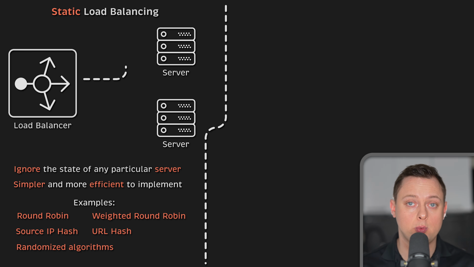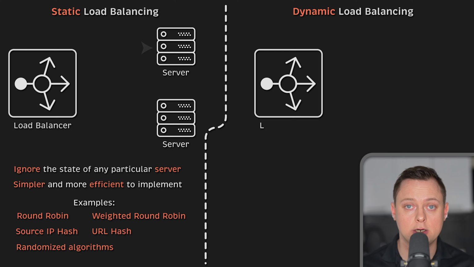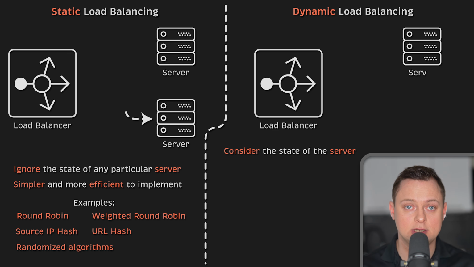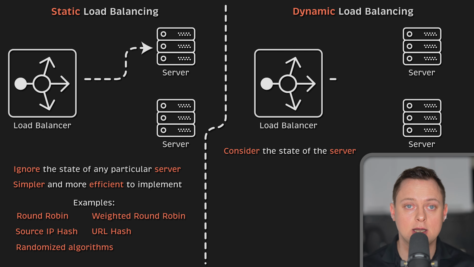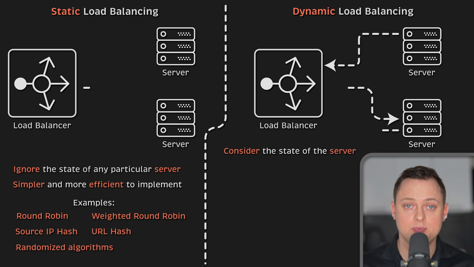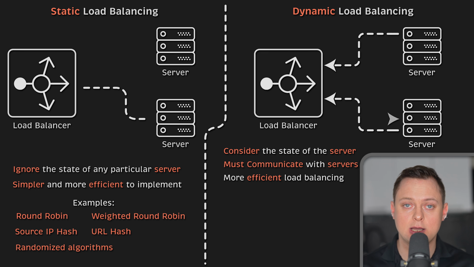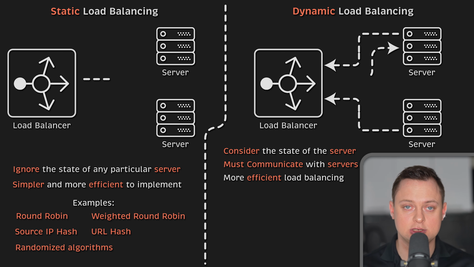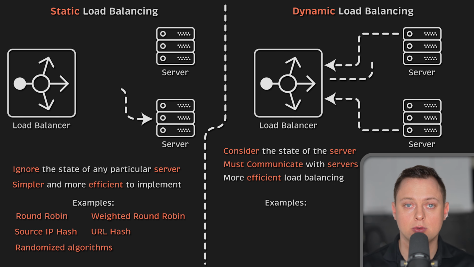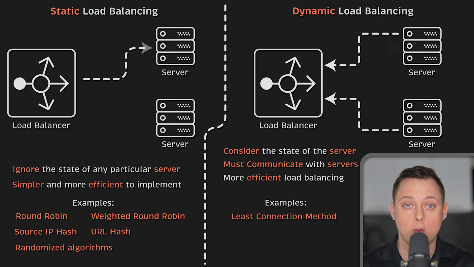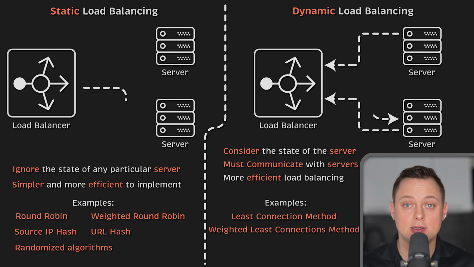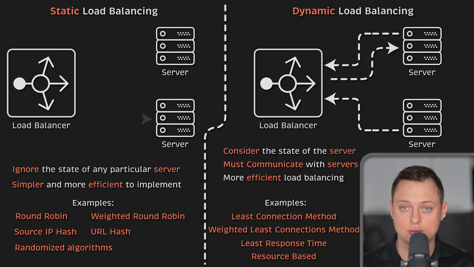On the other hand, we have dynamic load balancing algorithms. They take into account the state of the backend server and consider server load when distributing requests. These algorithms require communication between the load balancers and servers, so they are slightly more complex but can distribute requests more efficiently. Some examples include the least connection method, weighted least connection method, least response time, and resource-based method.